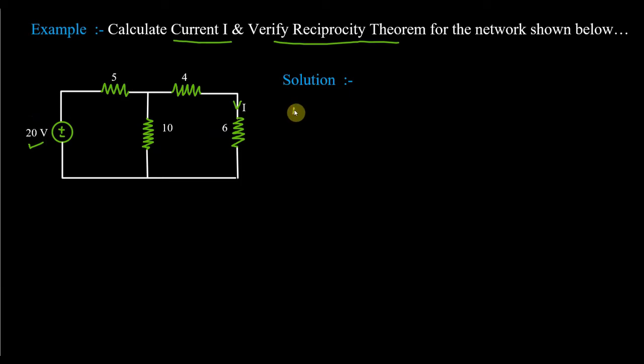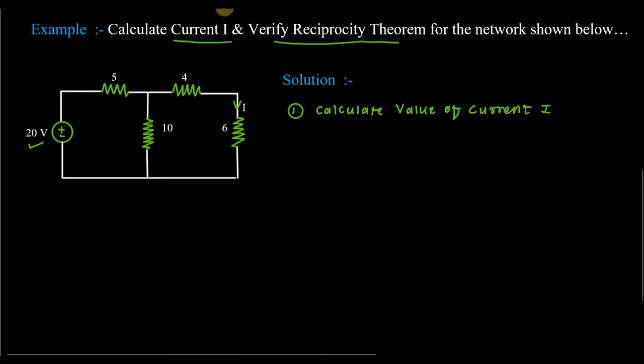So in the first step, we will calculate the value of current I, which is flowing through this 6 ohm resistance. For that, which method will we use? I use mesh analysis. We know the steps of mesh analysis. First, identify how many meshes there are. If you observe, there are two meshes: this is the first mesh, and this is the second.